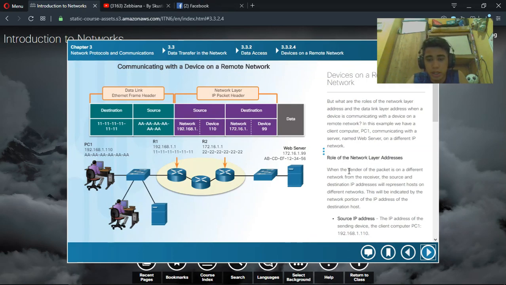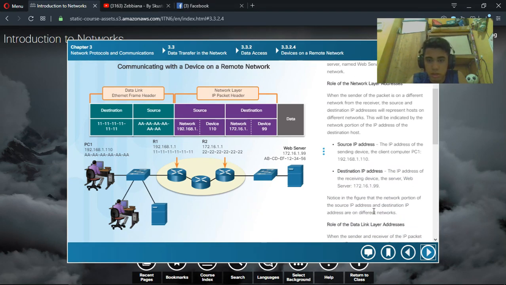The role of the network layer address: when the sender of the packet is on a different network from the receiver, the source and destination IP addresses will represent hosts on different networks.